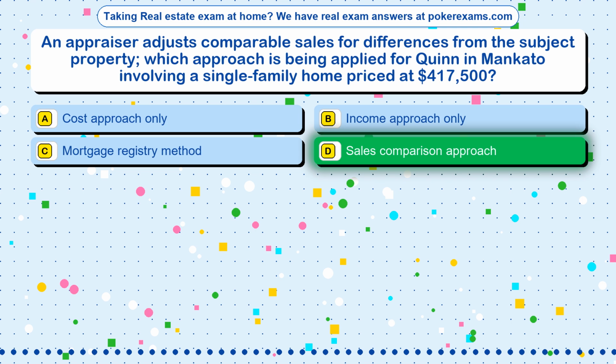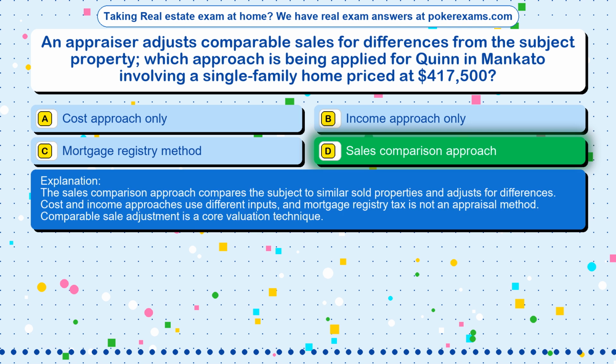The correct answer is option D, sales comparison approach. The sales comparison approach compares the subject to similar sold properties and adjusts for differences. Cost and income approaches use different inputs, and mortgage registry tax is not an appraisal method. Comparable sale adjustment is a core valuation technique.